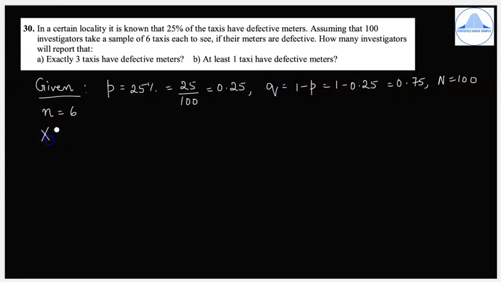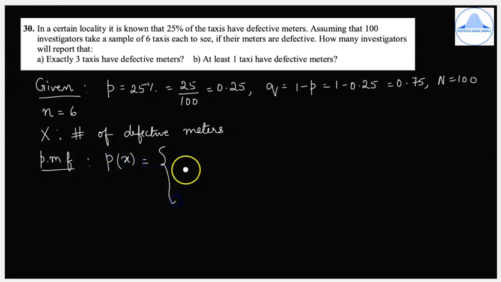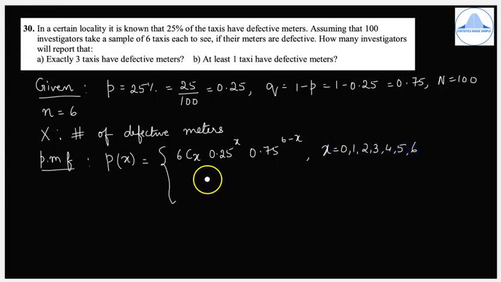The next important step is to define capital X, which is number of defective meters. Then let us write down the probability mass function. P of x is equal to, the formula is nCx, so 6Cx, p to the power x, so 0.25 to the power x, q to the power n minus x, so 0.75 to the power 6 minus x, and x takes the values 0, 1, 2, so on till n, so it is 0, 1, 2, 3, 4, 5 and 6. And then in the next line we write 0 otherwise.